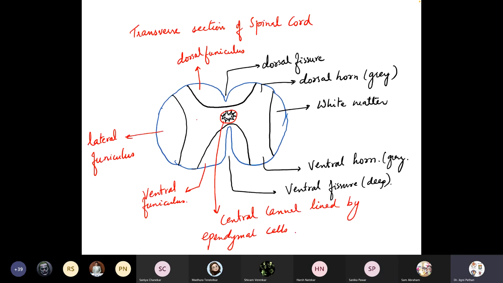Done. Please draw this transverse section of the spinal cord. When you take the cross section of the spinal cord like this, the diagram appears to be this. There's a dorsal fissure, which is shallow, whereas there is a ventral fissure, which is very deep. Then there is a dorsal funiculus, two lateral funiculi, and a ventral funiculus. In the middle, there is a canal, and that is lined by ependymal cells.